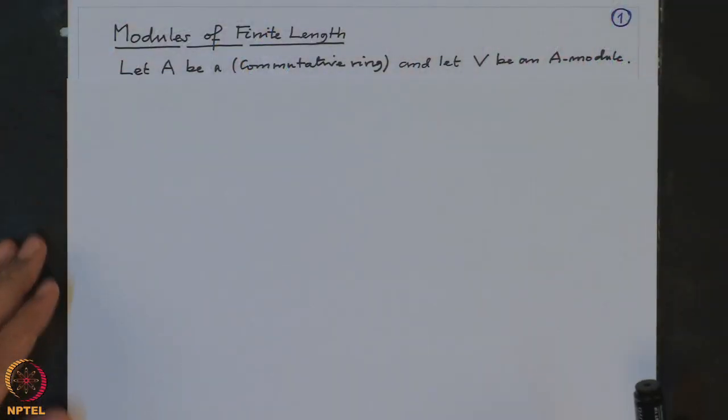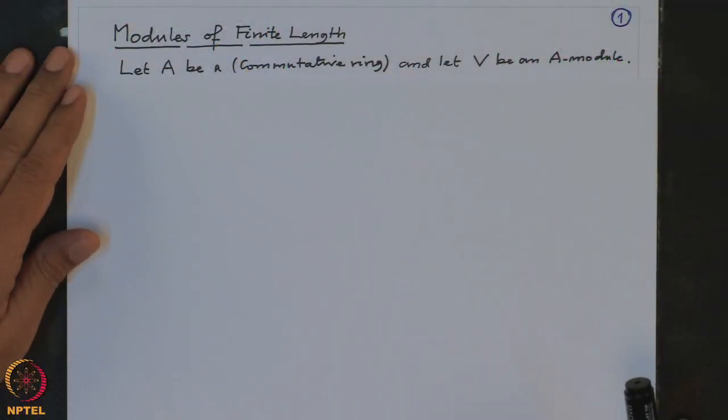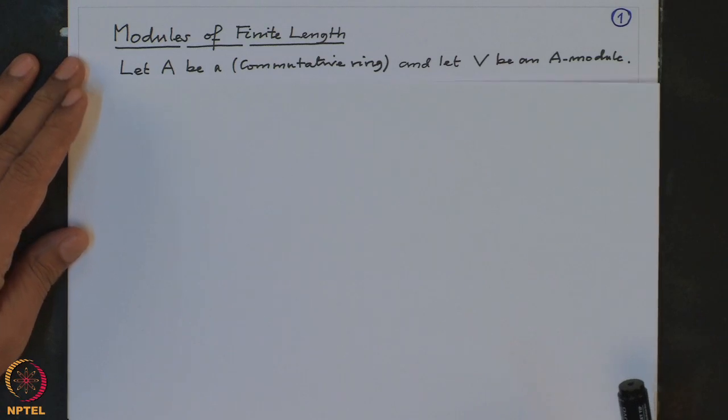So, in the last couple of lectures, we have discussed associated primes, support, and a primary decomposition of a module over an arbitrary commutative ring. Now, today we are going to discuss modules of finite length, and as usual, we will assume our ring is commutative and V be an A module.